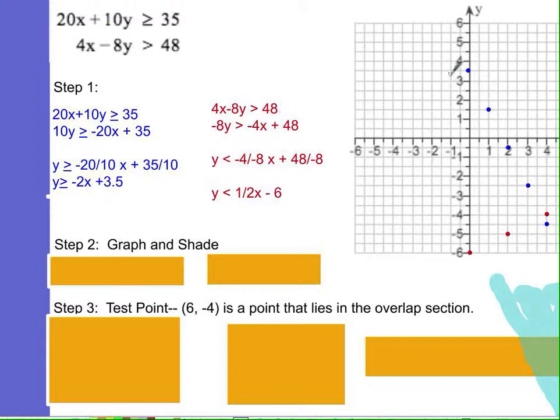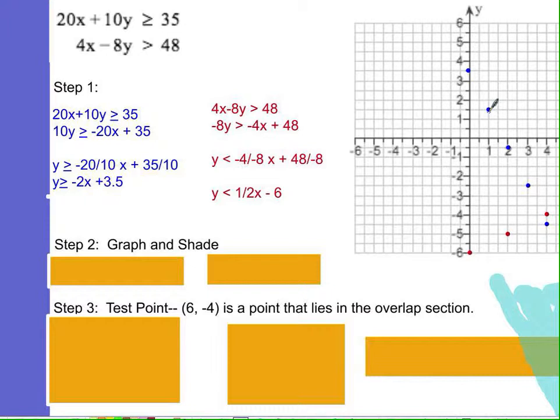Y-intercept is 3.5. Please notice the graph. The graphs are not going up in steps of 1, but a half. So we have a half, then 1, 1.5, 2, 2.5, 3, 3.5, 4. So 3.5 will be right here. Then I got to go down 2 and over 1. Okay? Down 2, 1, 2, and over 1.